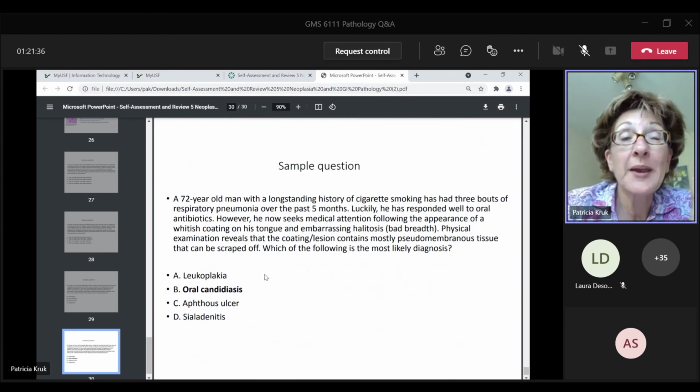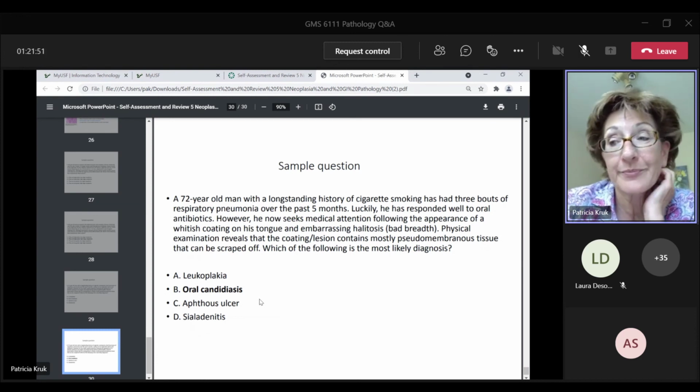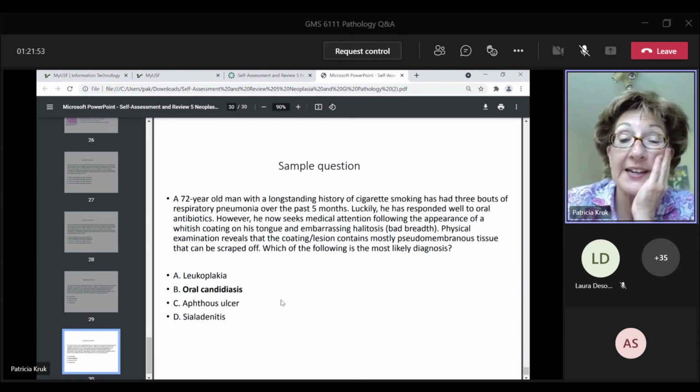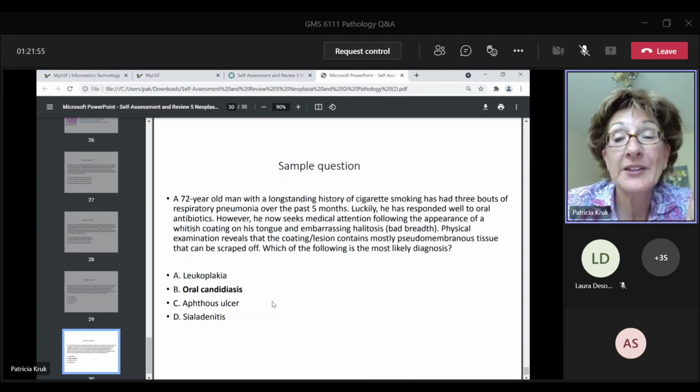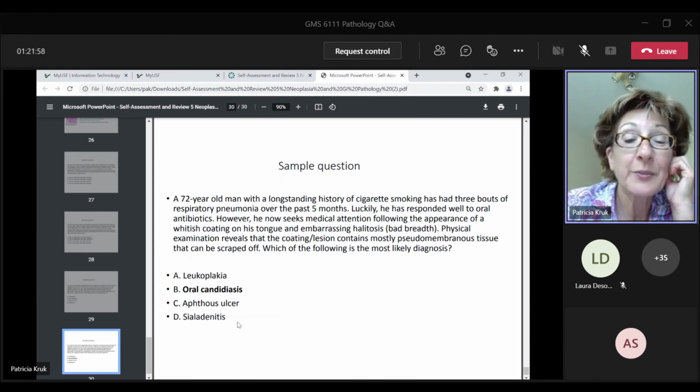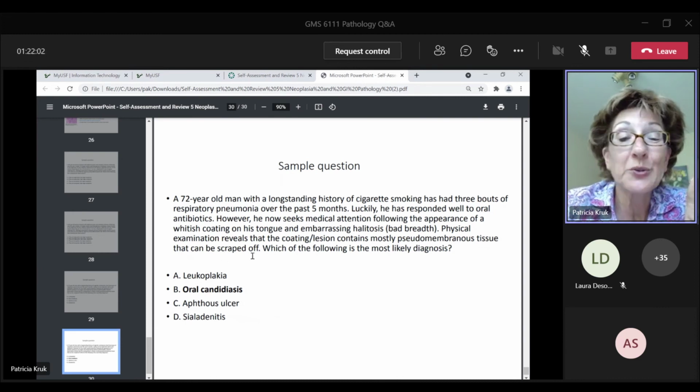Leukoplakia does come as a whitish coating on your tongue, but you cannot scrape it off. It is the cells themselves growing like that. A canker sore is just a little round, white, very well-defined lesion that some of us, maybe most of you, have probably already had at some point in your life. They hurt, but then they go away. He doesn't have inflammation of the salivary glands.